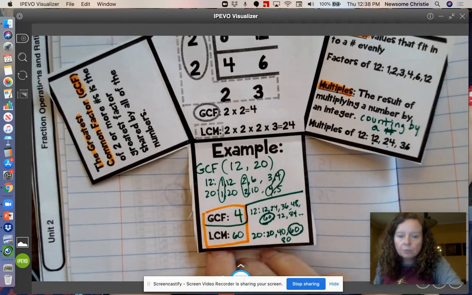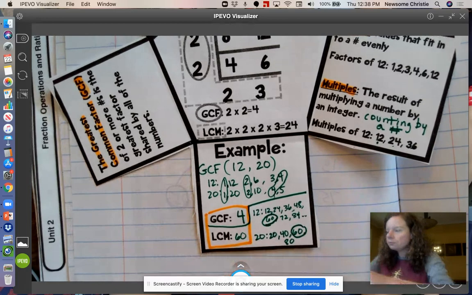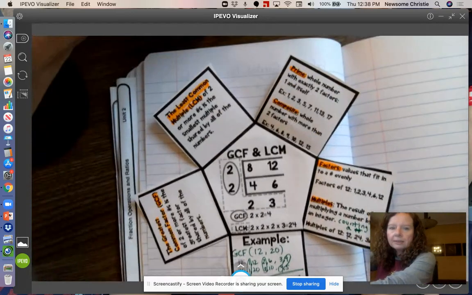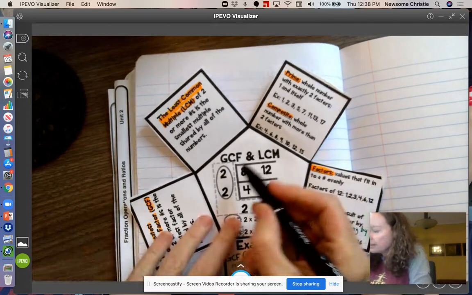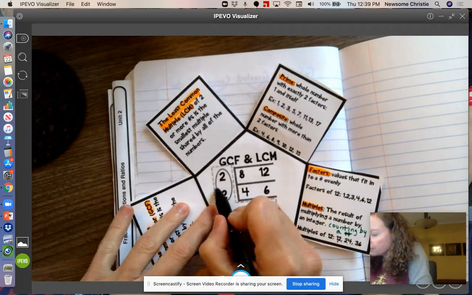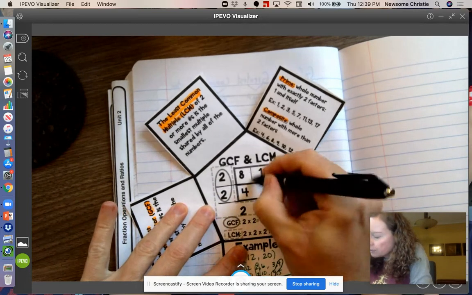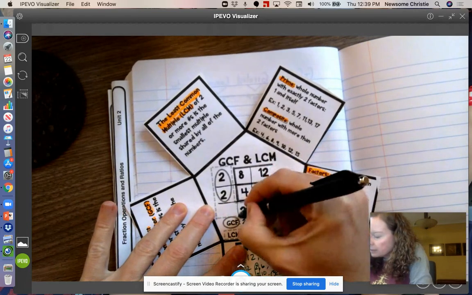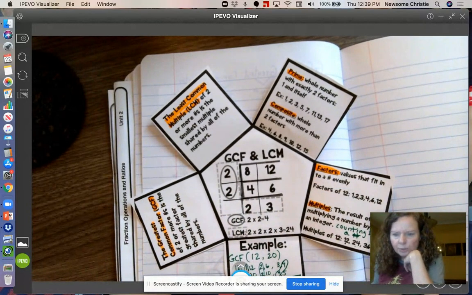So the biggest factor they have in common is a 4. The smallest multiple is a 60. We can also do that with this grid method. And they've kind of got an example here for us. Now, they didn't finish drawing the grid for some reason. I like it to look like a tic-tac-toe board. So I'm going to make it look like a tic-tac-toe board. They kind of do a box around it, but the tic-tac-toe board makes more sense to me.